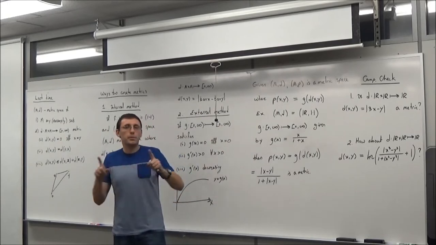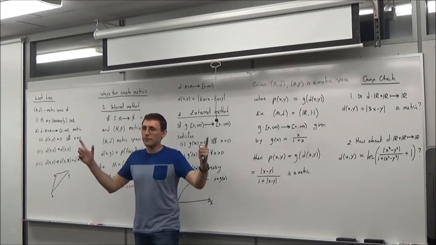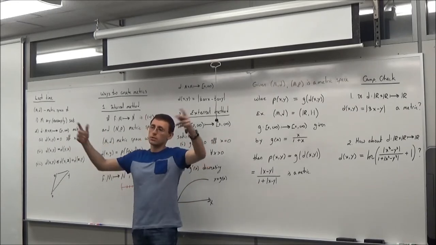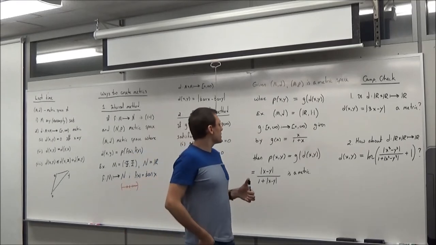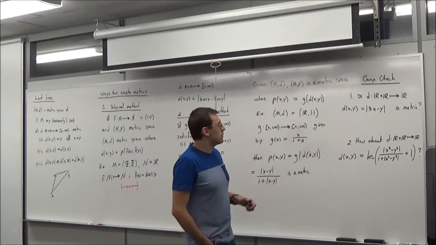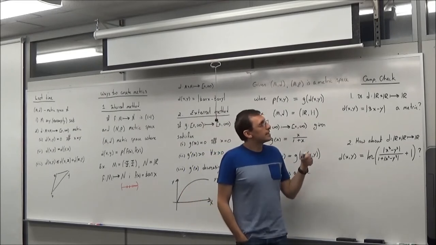So when you study topology, you consider all sorts of metrics. Sometimes it's convenient to have a metric that is bounded, so the distances don't grow too much. Okay, so those are the procedures. Those are some of the examples. So let's see if you understand something about metrics.